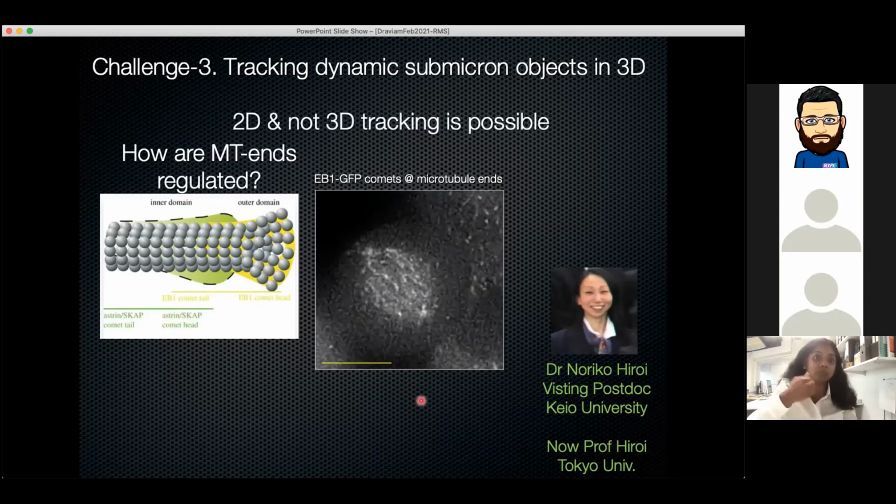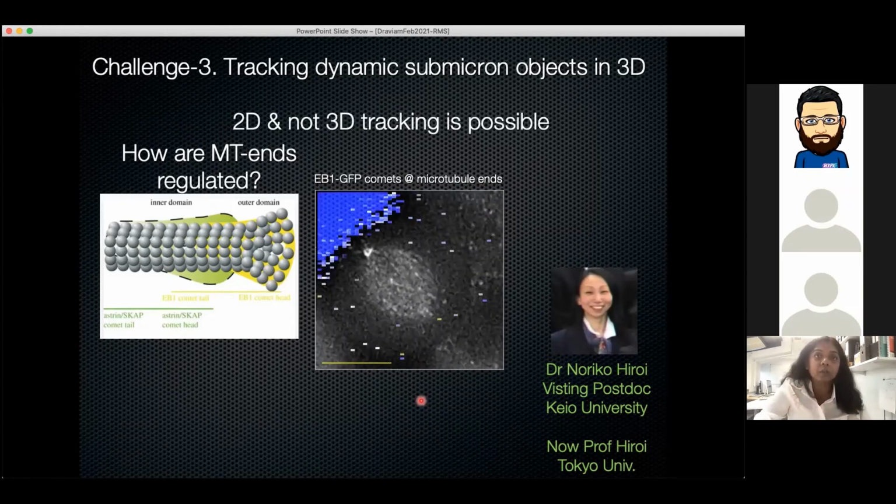Now, this again is largely because of the continuity problem. They can't be tracked in 3D simply because when you are imaging in one plane, your comet, the tip of the microtubule end, might have moved to another plane. So EB1 tracking within spindles has been a long-standing gap. And we wanted to solve this without having to buy very expensive microscopes and set up high-speed 3D imaging.